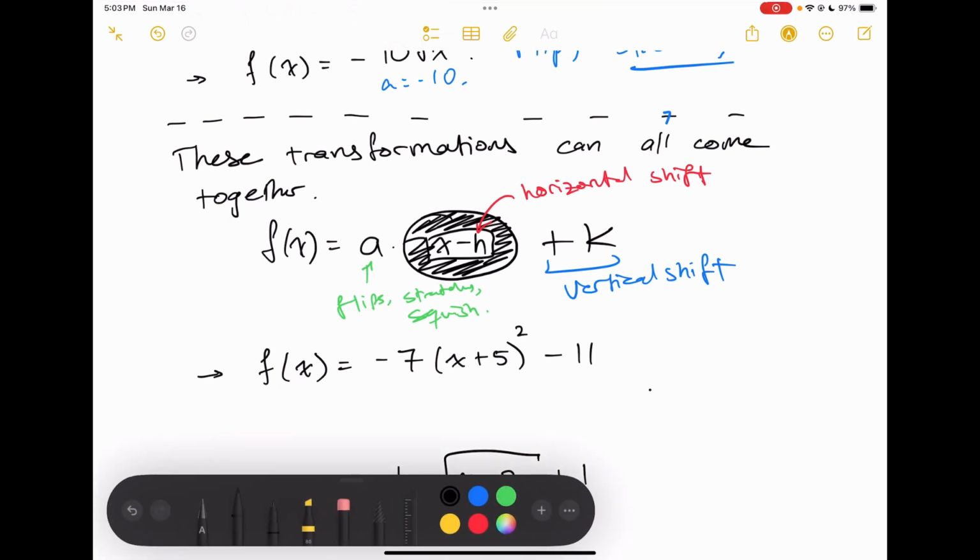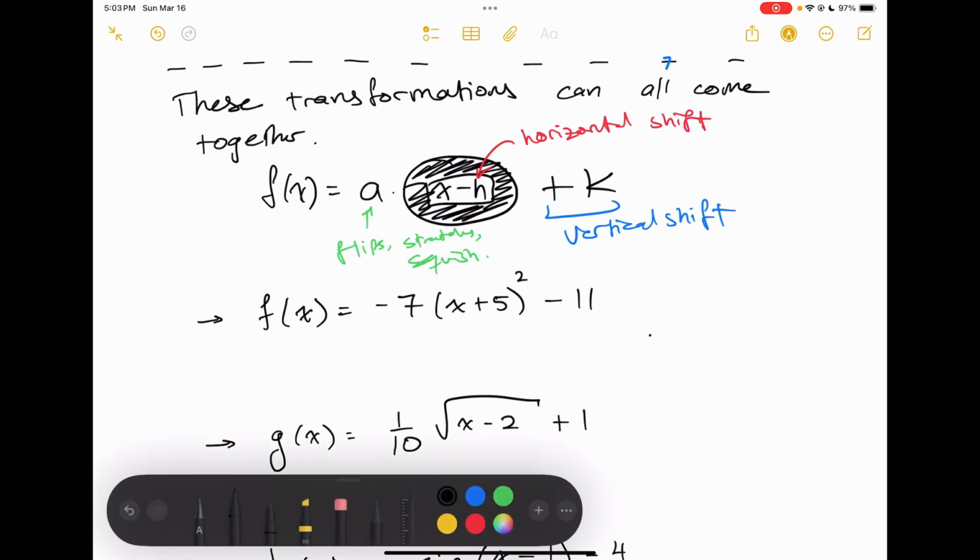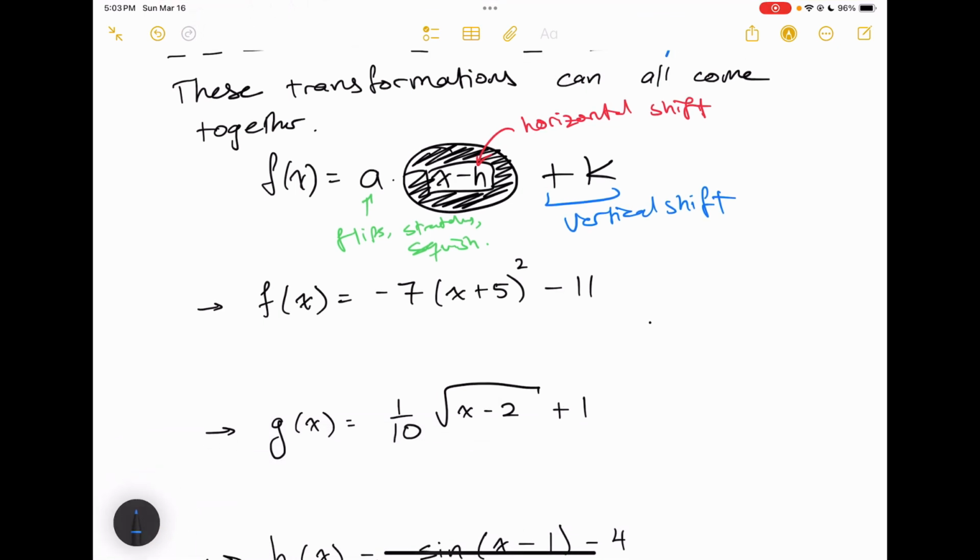We're going to do a couple of guided ones in order to really walk us through, hey, what is a, h, and k, and how can we determine what kind of transformations happen. Starting with this f of x right here: negative 7 times (x plus 5) squared, minus 11. This will be a little bit scrappy, but do follow along.